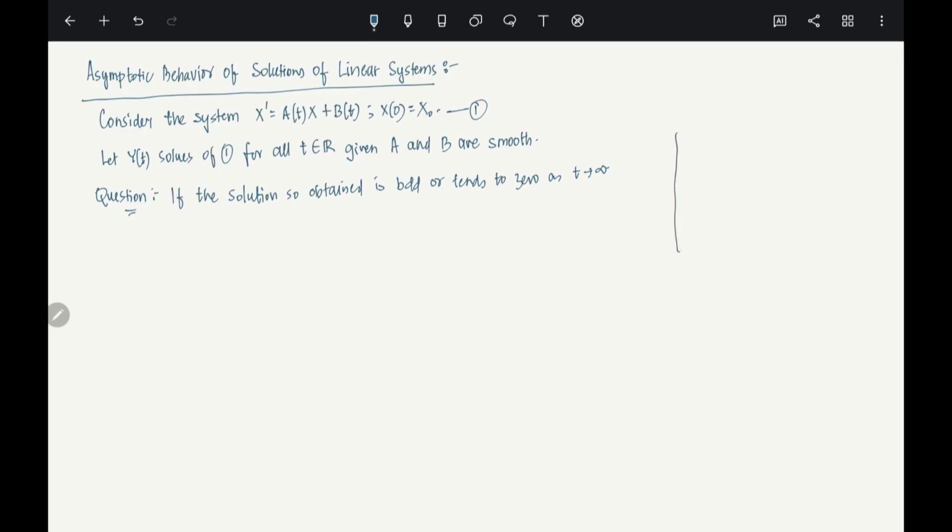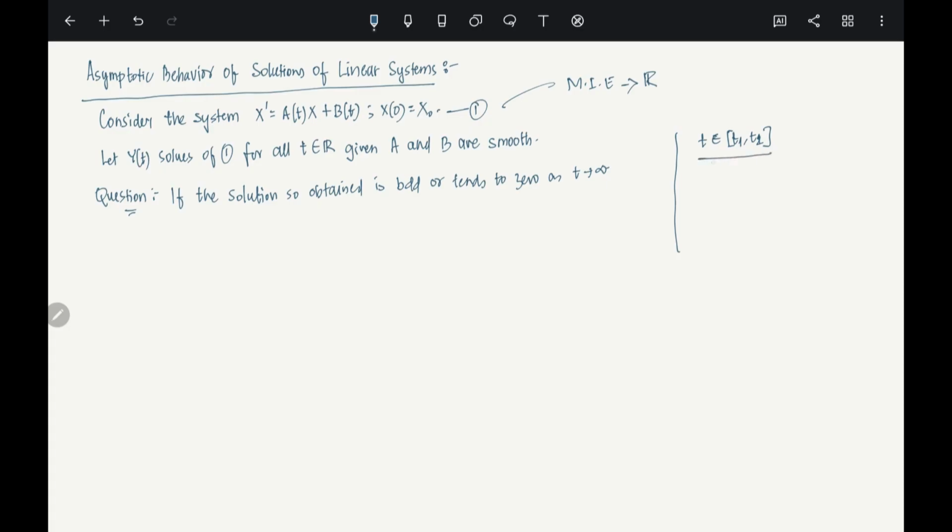Since the maximum interval of existence for this problem is R, provided A and b are smooth, it is valid for all t. So as t tends to infinity also there is a solution, right? Now we want to see what happens to the solution as t tends to infinity. Why? Because if t lies between, let's say, t1 and t2, what is so special about infinity? Why not 100, 1000, 1 million?